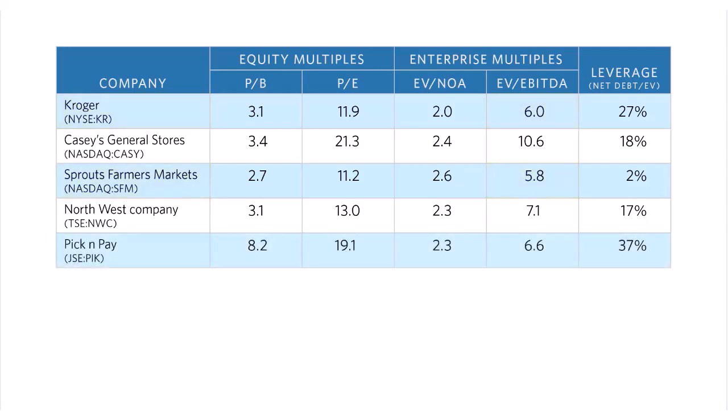For another example, if you were to look at the equity multiples for South Africa's Pick n Pay, you might think that the multiples imply that investors are overly optimistic compared to other grocery retailers. However, the enterprise multiples indicate that investor expectations about future growth and profits are well within the range of the other retailers. Pick n Pay's leverage drives up its equity multiples.